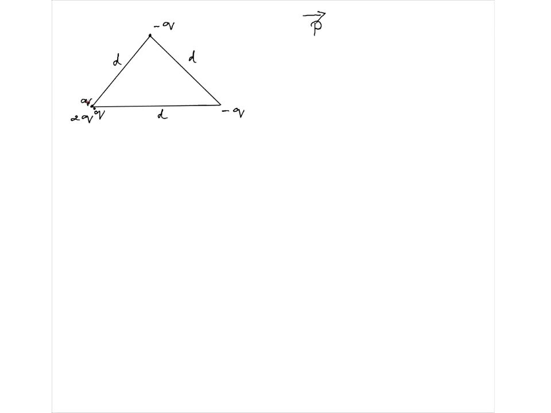So this q and minus q, vector P. This q and this minus q, vector P. The magnitudes of these two vectors are going to be the same. P is going to be qd for each dipole. Directions.